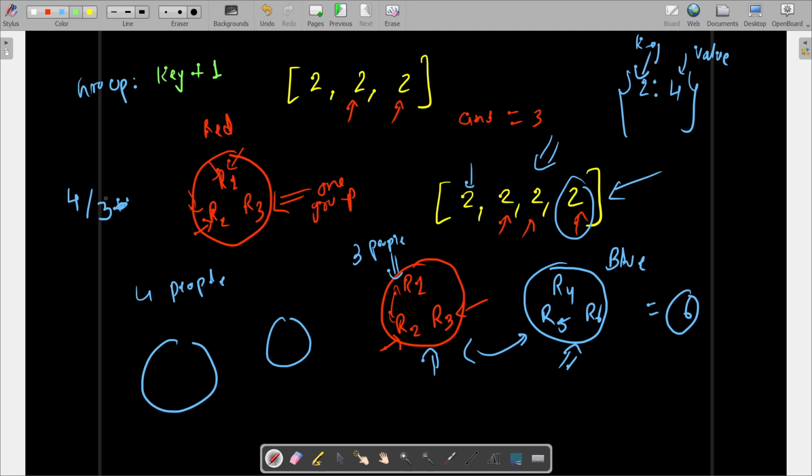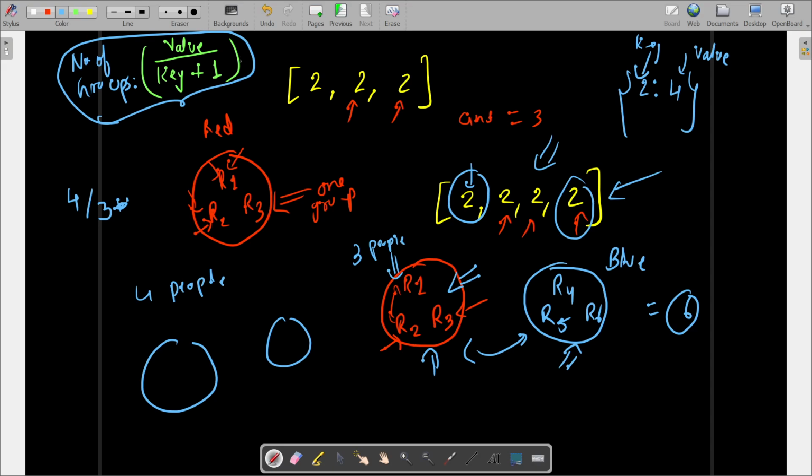Okay, and obviously the numerator will be whatever is the value. So this is how we can calculate the number of groups. The number of groups can be calculated by this formula. I hope it's intuitive. And now the task is to calculate the number of rabbits. Now each group contains how many? Each group contains 3 rabbits here. So whatever is the key value, +1 to it. So we just multiply. How many rabbits?